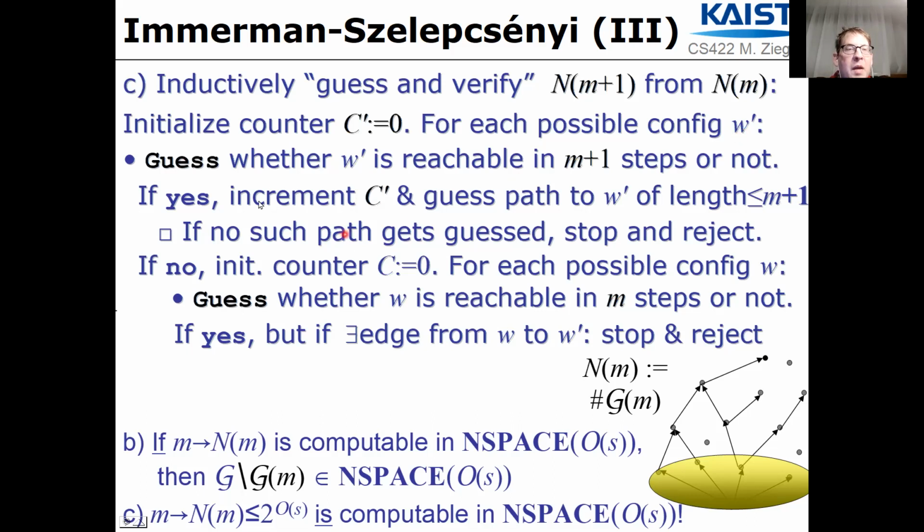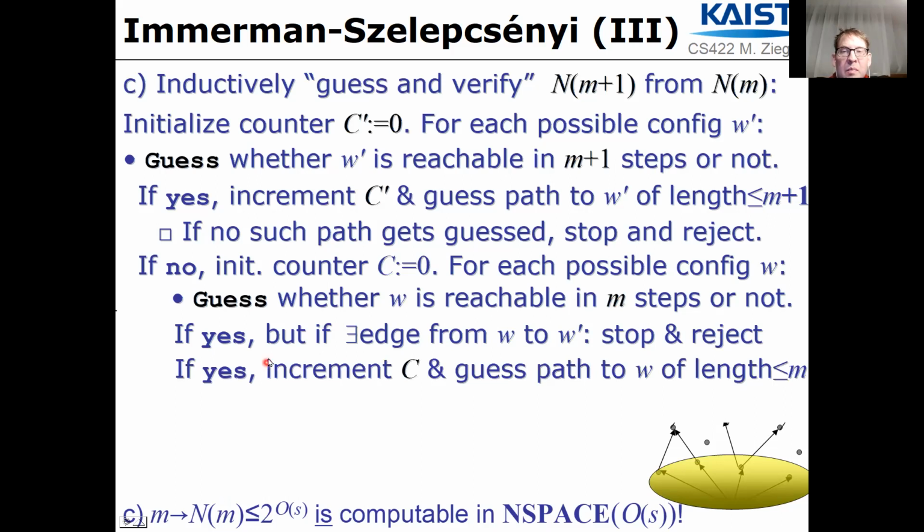But our guess says that this is not reachable. We've just guessed that W prime is not reachable. That means we have made an unfavorable guess, and so we're going to stop and abort the computation.